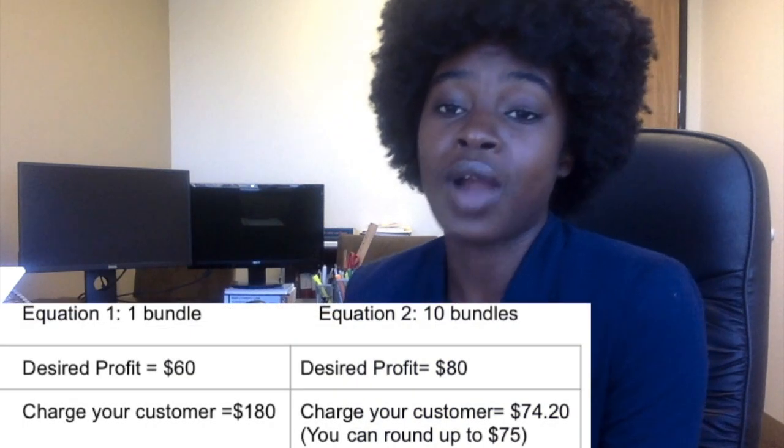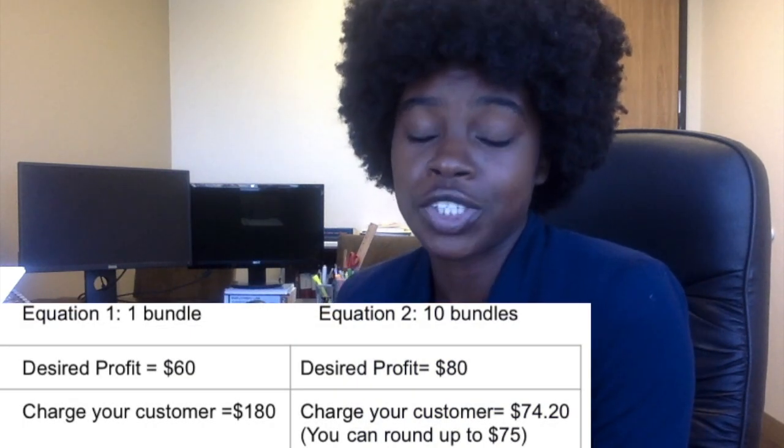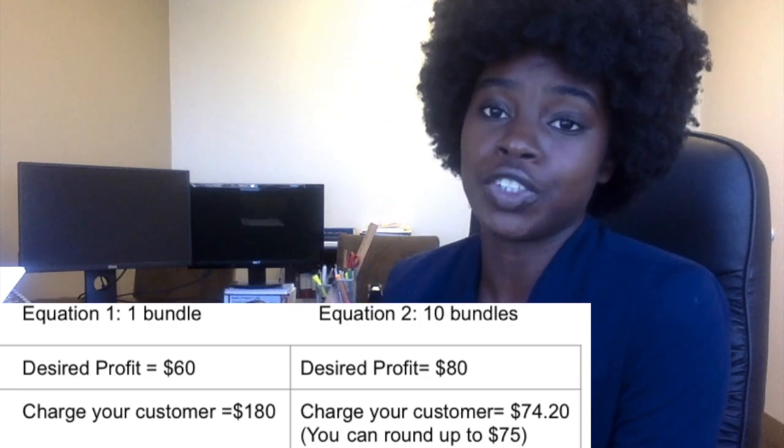Now, if we compare this equation and the first equation that we did, as you can see, your profit is actually higher when you purchased in bulk, and you are actually able to charge your customer less.